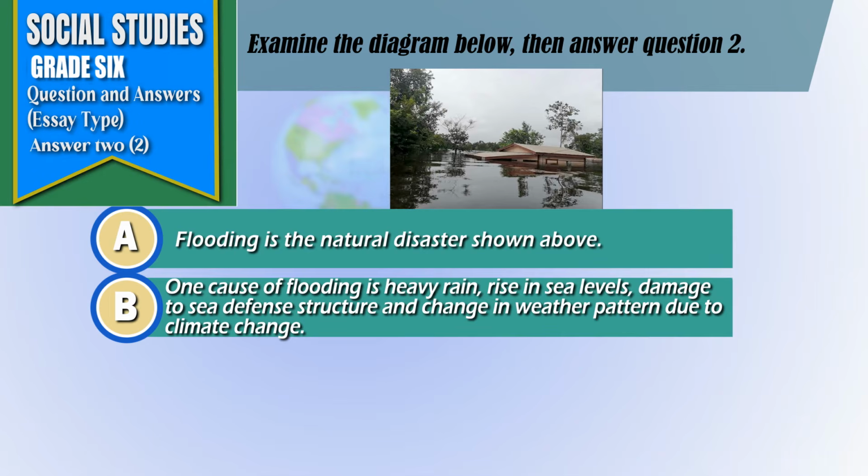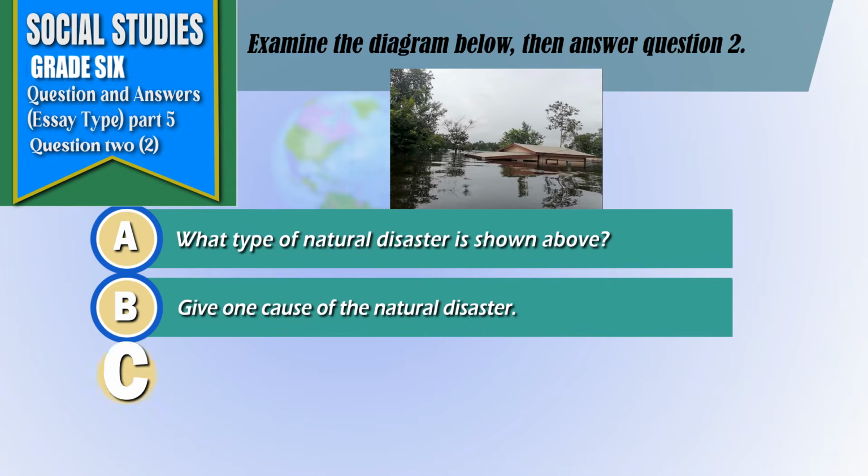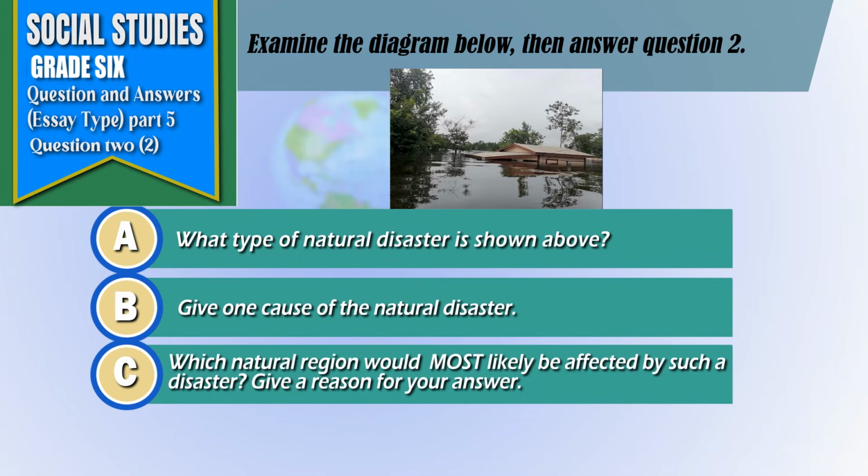Or one cause of flooding is rise in sea levels. Or another answer can be one cause of flooding is damage to sea defense structure. Or another answer can be one cause of flooding is change in weather pattern due to climate change. So any of those answers can be the cause of the natural disaster flooding that is shown in the picture. The C part: Which natural region would be most likely affected by such a disaster? And then you have to give one reason for your answer.